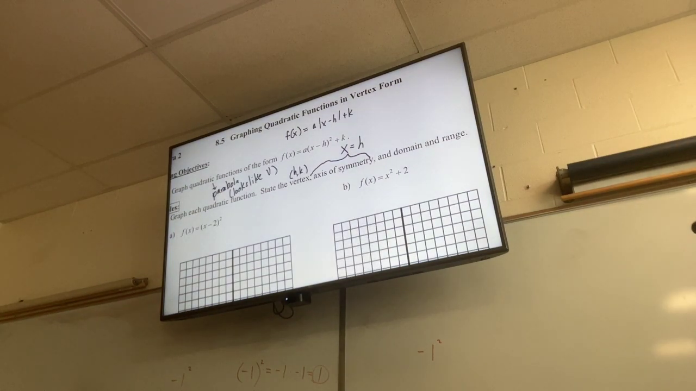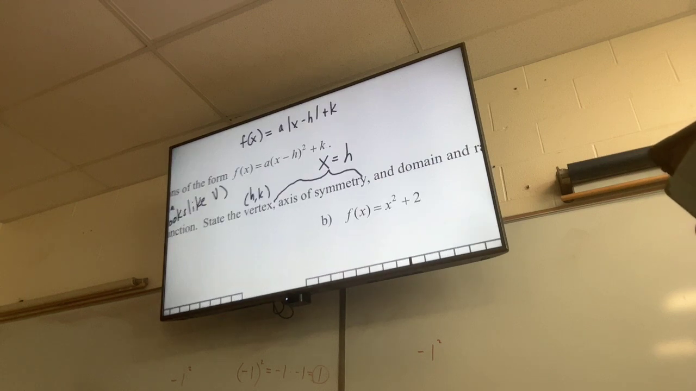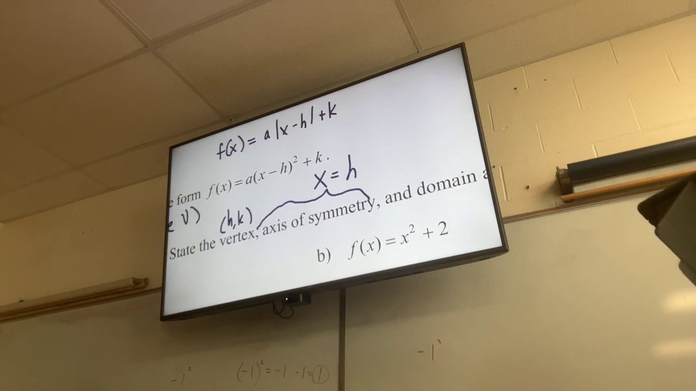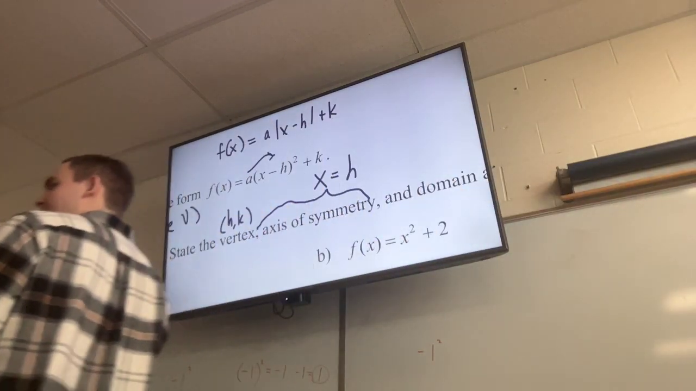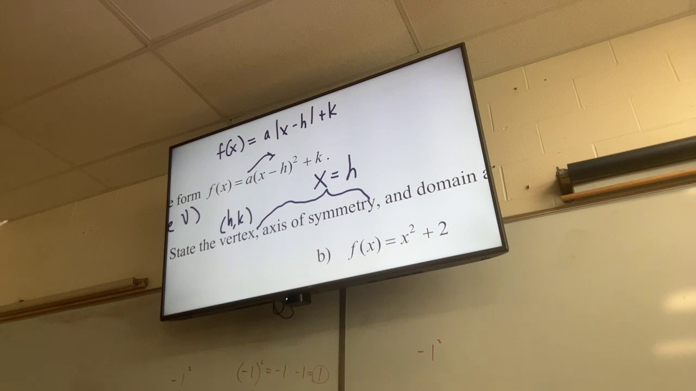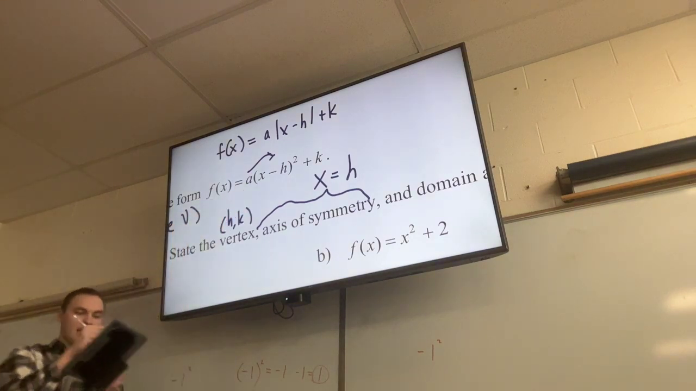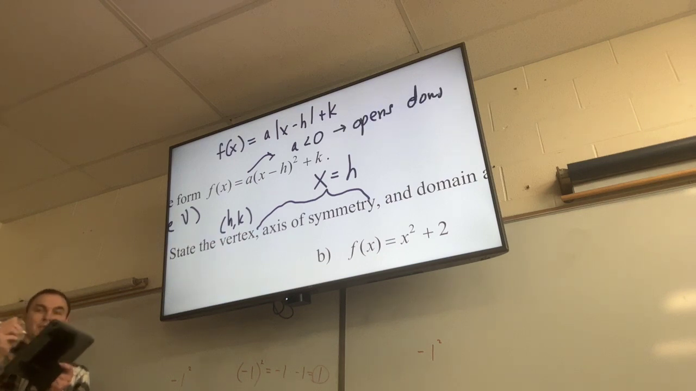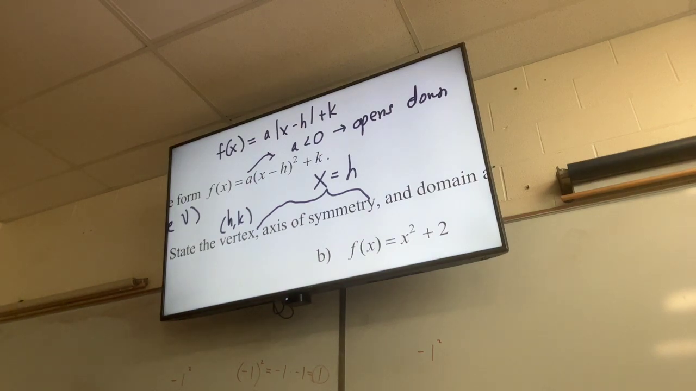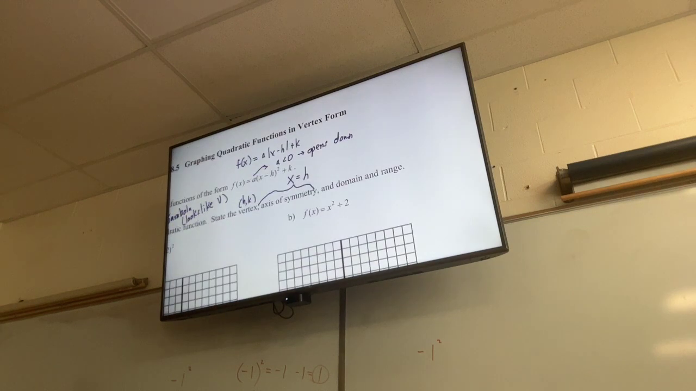Let's talk about A real quick. Your A is going to be your number in front of your parentheses that multiplies your parentheses. If A is less than 0, our graph opens down. What that means is the U is going to be an upside down U if A is negative. If A is positive, it's going to open up.